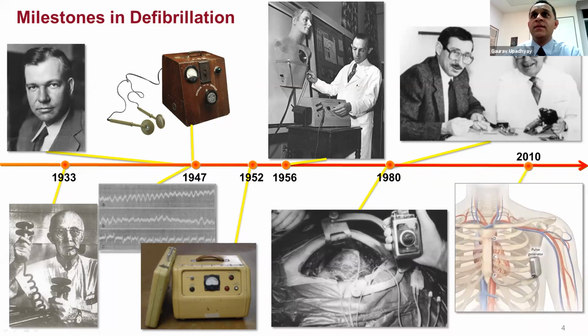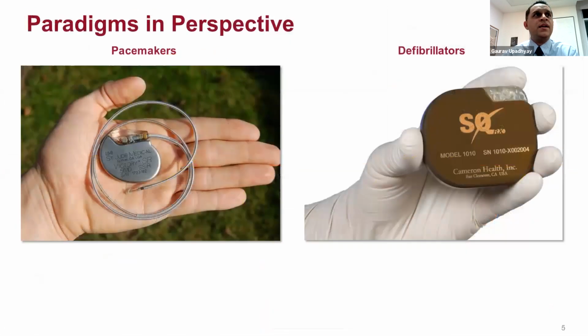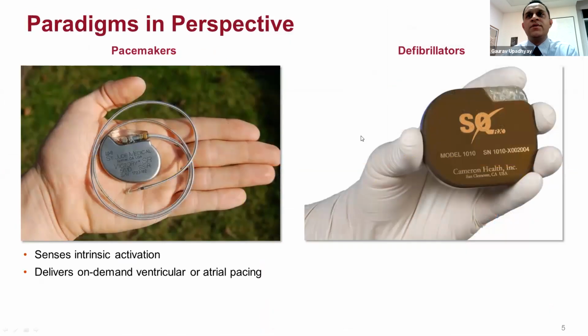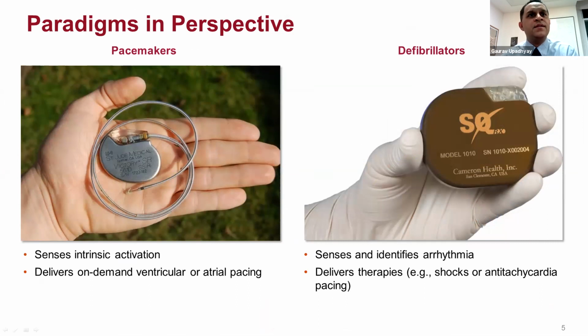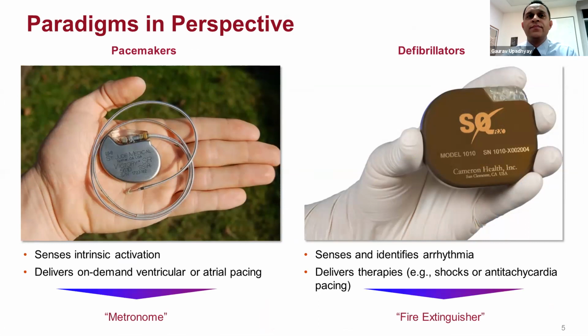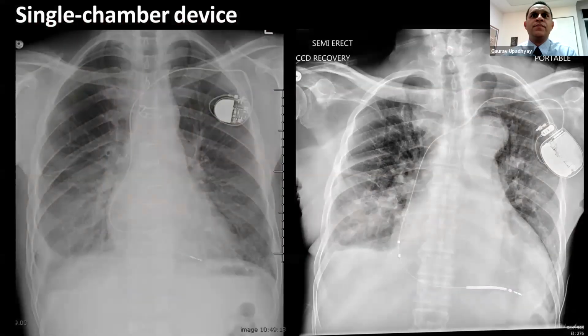So most recently, the most recent progression in the world of defibrillation has been subcutaneous defibrillators in 2010, which incorporates many of the advantages of automatic implantable cardiac defibrillators, which are primarily transvenous today. So again, in a nutshell, pacemakers sense intrinsic activation and deliver on-demand pacing, and defibrillators sense and identify arrhythmias. So one is a metronome, and another is more like a fire extinguisher. Those are the two paradigms we're getting into.